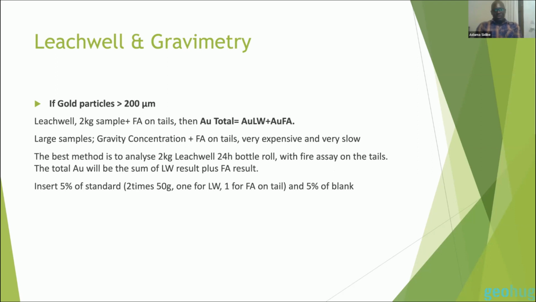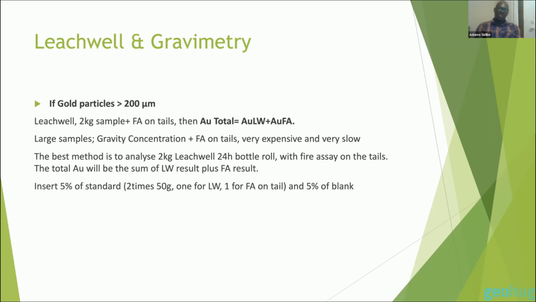The best method is to analyze 2 kilograms of sample with Leachwell over 1 day, a 24-hour bottle roll in cyanide, and after that, we fire assay the tails. The total gold will be the sum of the Leachwell results and the fire assay results.